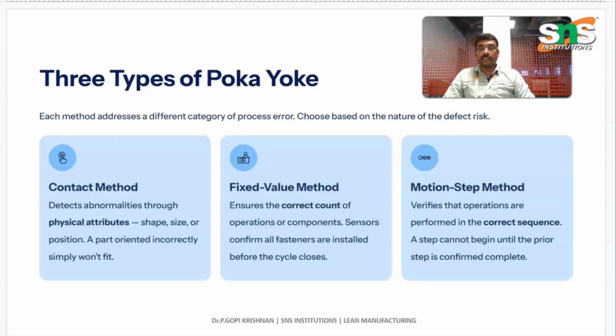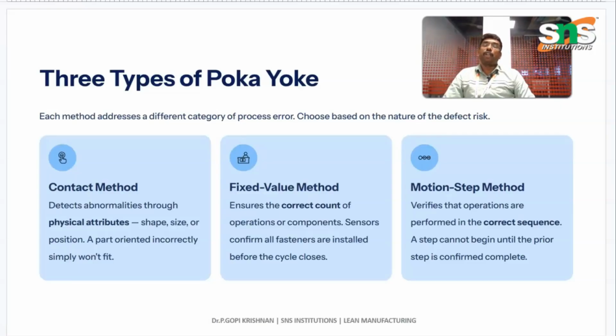First one, contact method. It detects the abnormalities of the components produced through the physical attributes, that is, either the shape, size, geometry, or the position. A part oriented incorrectly simply won't fit the environment. This is all about the contact method.